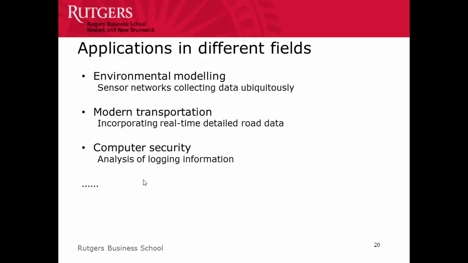Here I listed some other applications of big data in different fields. For example, it can be used in environmental modeling. It can be used in modern transportation. I think you have already benefited a little bit from it, because some devices, some maps can automatically adjust the route based on the real-time traffic information. And also it can be used even for computer security by analyzing the logging information. This is an example that I will show at the end of this lecture.